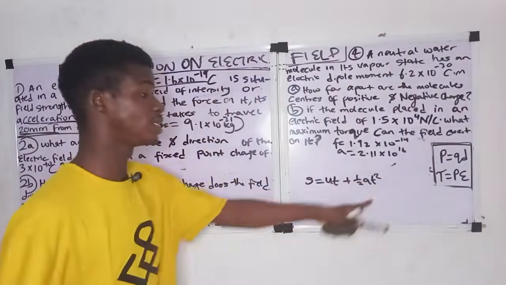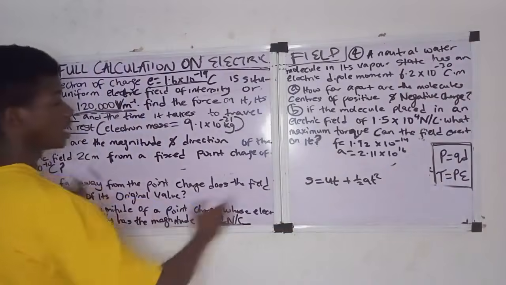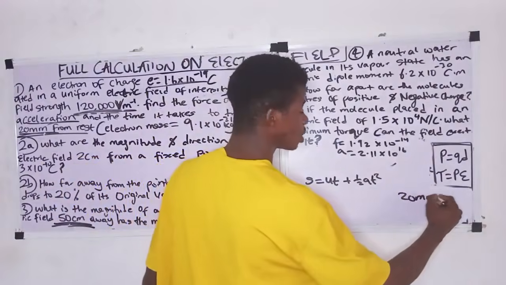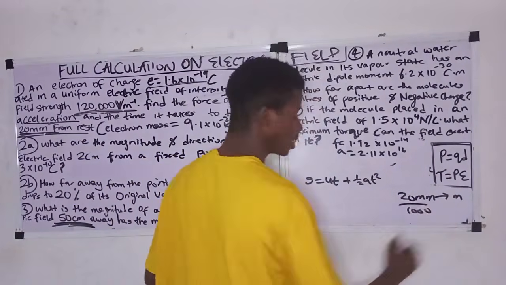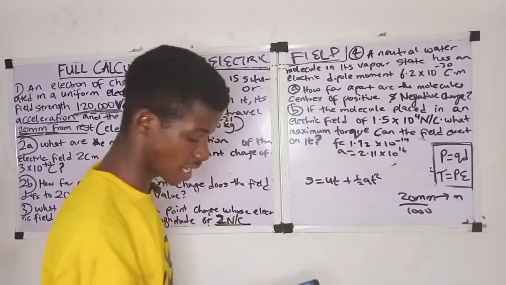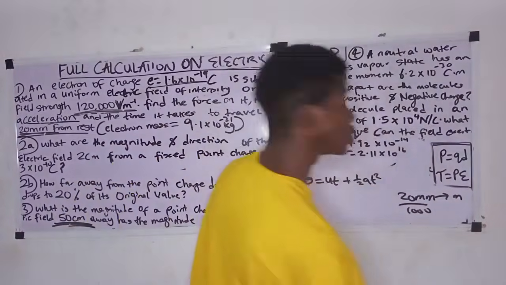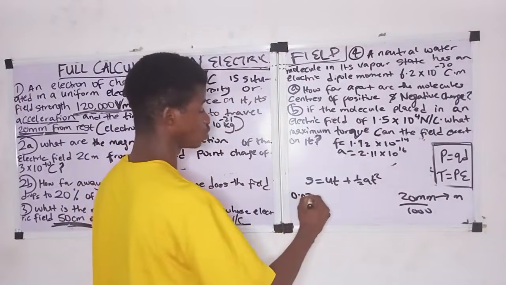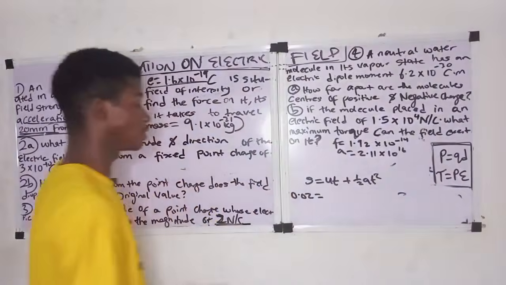So we are looking for the time, right? But let's continue. This S is our distance, which is 20 millimeter. We need to convert this to meter. How are we going to do it? Divide by 1000. 20 divided by 1000 gives us 0.02 meter. Therefore, the distance is 0.02 meter.